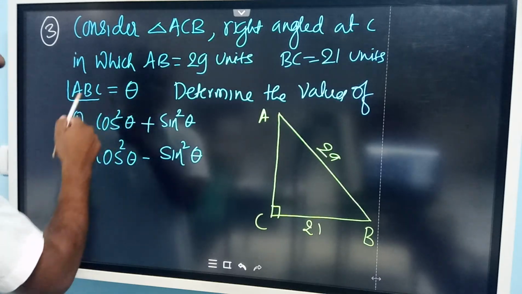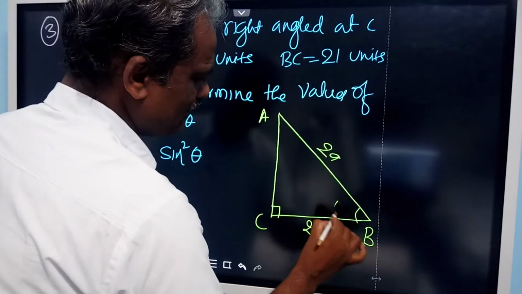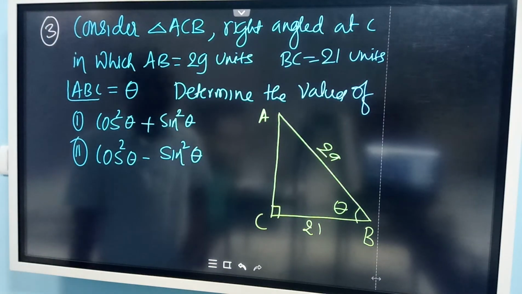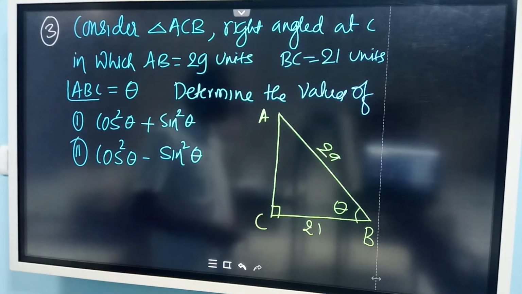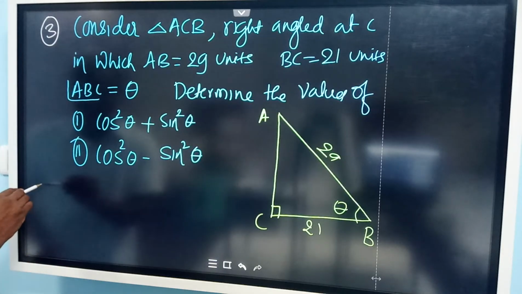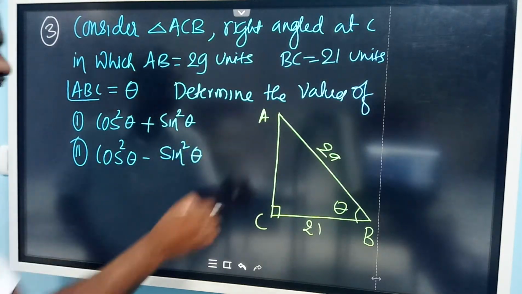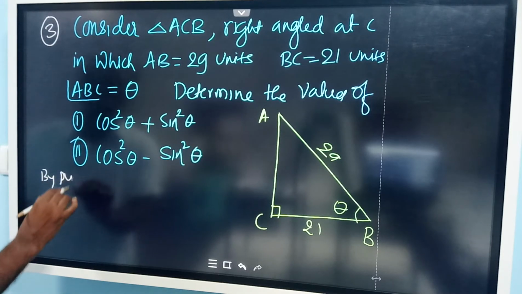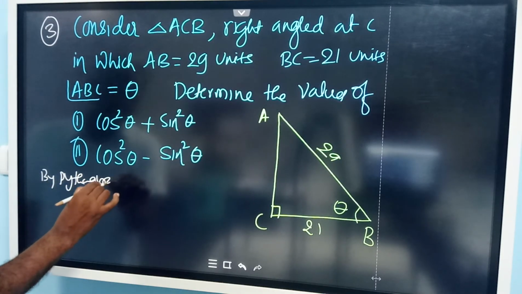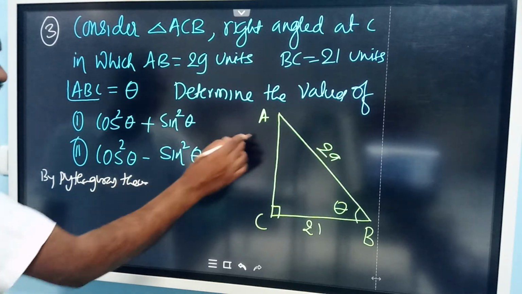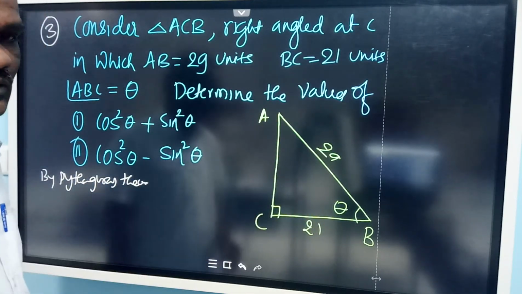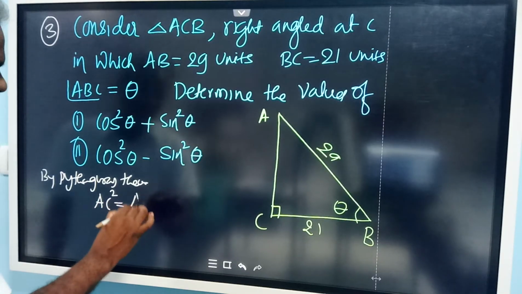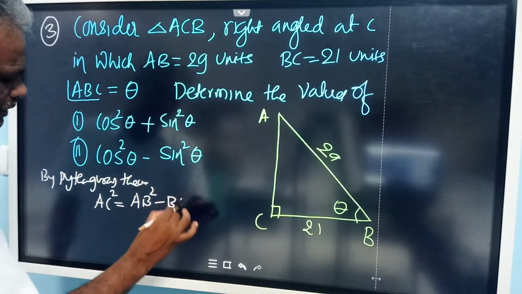And the angle ABC is equal to theta. This angle is given, the measurement of this angle is theta. Determine the values of cos square theta plus sin square theta and cos square theta minus sin square theta. Looking at this diagram, you can apply Pythagoras theorem to find AC. AB square is equal to AC square plus BC square. Therefore, AC square will be equal to AB square minus BC square.